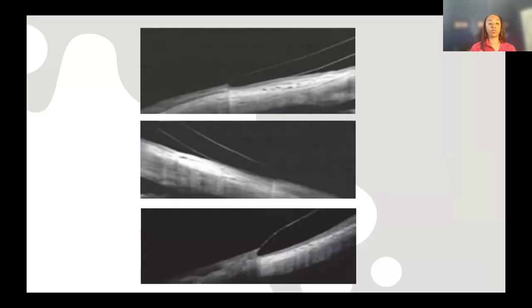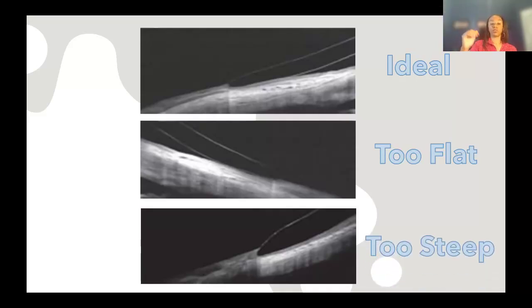This is again utilizing the anterior segment OCT function. This is just looking at the edge of the lens. So the top picture is ideal. That lens is just landing on the conjunctiva very nicely. The middle picture is too flat. The edge of that lens is starting to kick or curl up. And then the picture on the bottom is too steep. The edge of that lens is going to be impinging those vessels there.